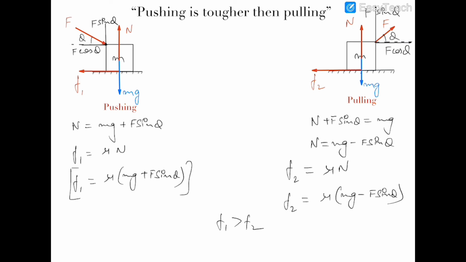So therefore we can say that the pushing friction is greater than the pulling friction, and therefore pushing is tougher than pulling, because more friction is acting in the case of pushing, and hence we require more force to push and move the block. So this was the concept, and I hope that you understood the concept completely. Thank you.